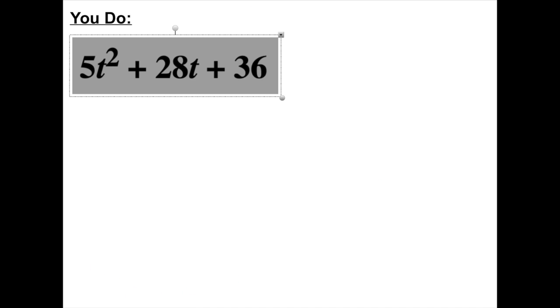So here's our first problem for you to do. In this problem, I need to factor 5t squared plus 28t plus 36. That is, I need to turn it into intercept form. So I need you to go ahead, use the strategies we've been talking about, convert to intercept form, and when you're ready, unpause, and I'll show you what I got.